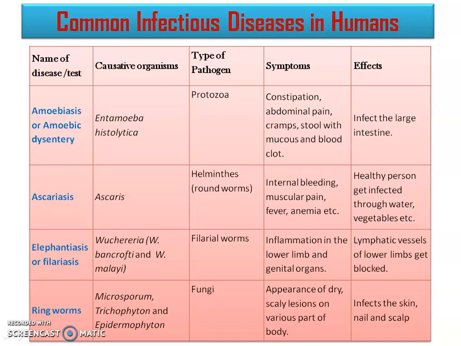The next is ringworm, which is caused by a group of fungi belonging to genera like Microsporum, Trichophyton, and Epidermophyton, which together cause the disease termed ringworm. As symptoms, they appear like dry lesions on various parts of our body and generally infect the skin, nails, and the scalp of our head. Okay, so try to remember all of these diseases, and the entire table is very important from your exam point of view.